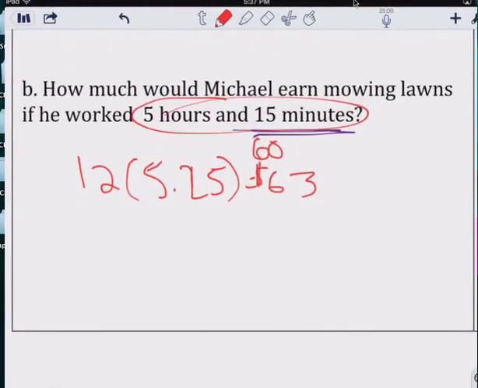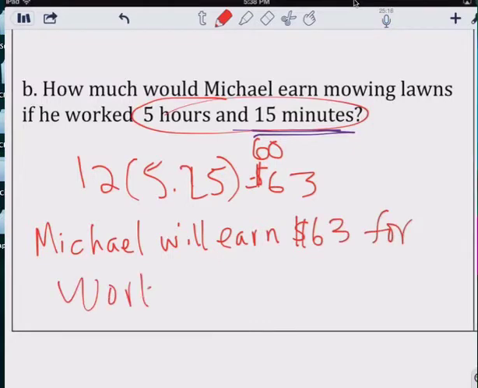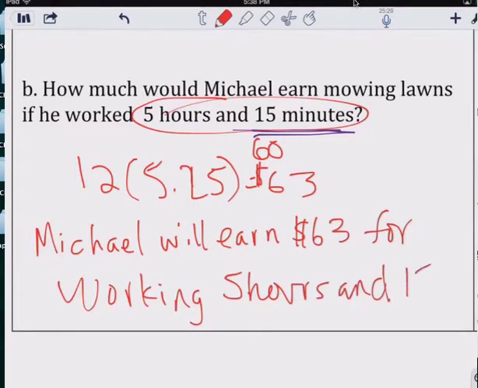Michael, now remember on your test tomorrow to write it in a complete sentence. Michael will earn $63 for working 5 hours and 15 minutes.